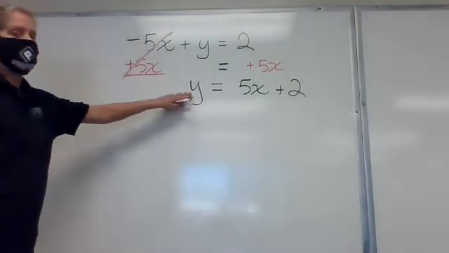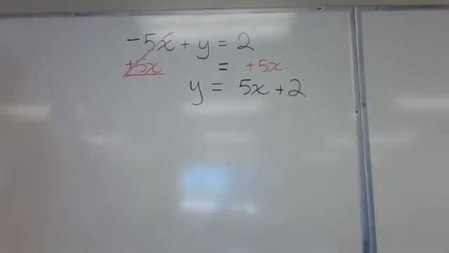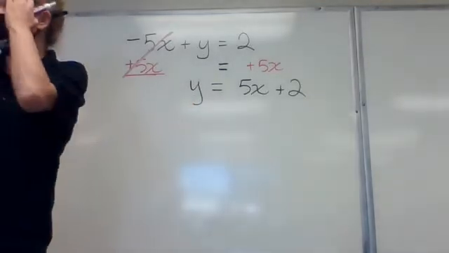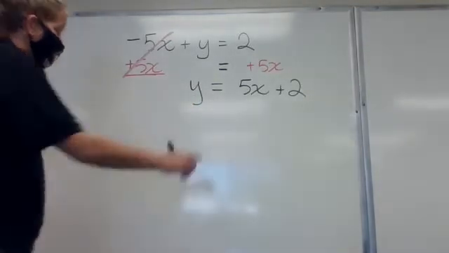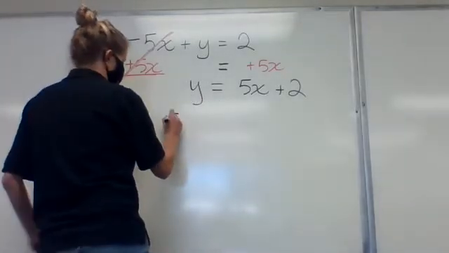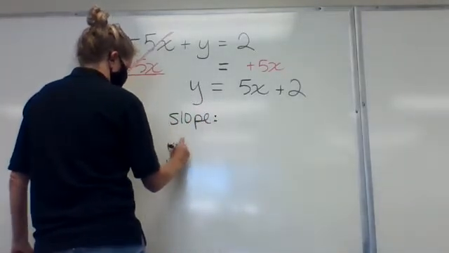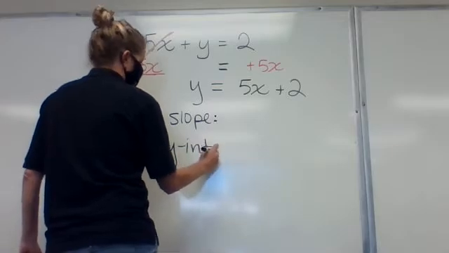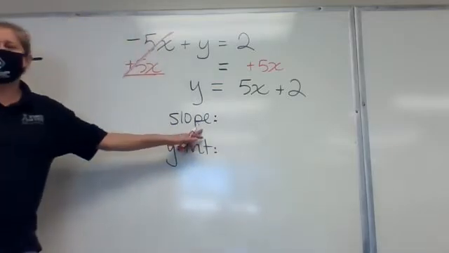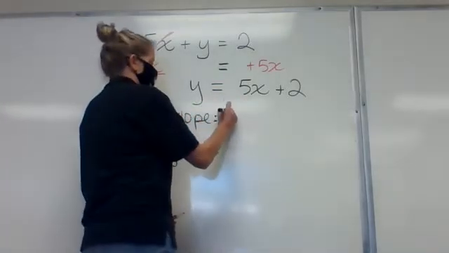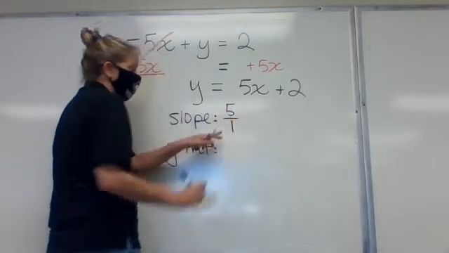Now is the y on that side of the equal sign by itself? Now it is. So now I can take out my slope. So it's going to be... And my y-intercept. What's the number hooked on to the x? 5, so it'll be 5 over 1. Good. So if it's a whole number, go ahead and put it over 1, right?